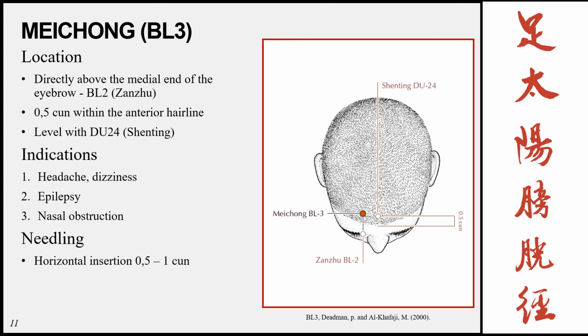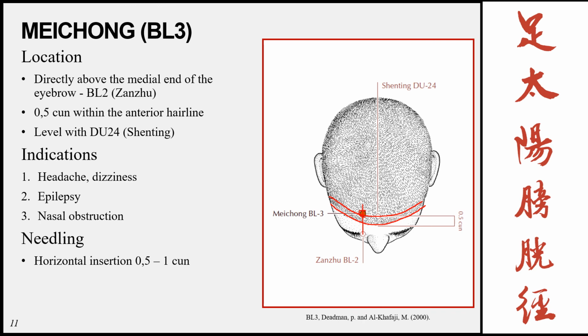So the next point we'll be looking at is bladder 3, Mai Chong. This point is located directly above the medial end of the eyebrow, bladder 2, also known as Zanzhu, and it's 0.5 tsun within the hairline, level with DU 24. So if we look at the image here, here's the anterior hairline. So we've got to be 0.5 tsun into this, which puts us in this line here. And then we've got to be directly above bladder 2. So we go from the medial end of the eyebrow and we go directly upwards until these two lines meet.